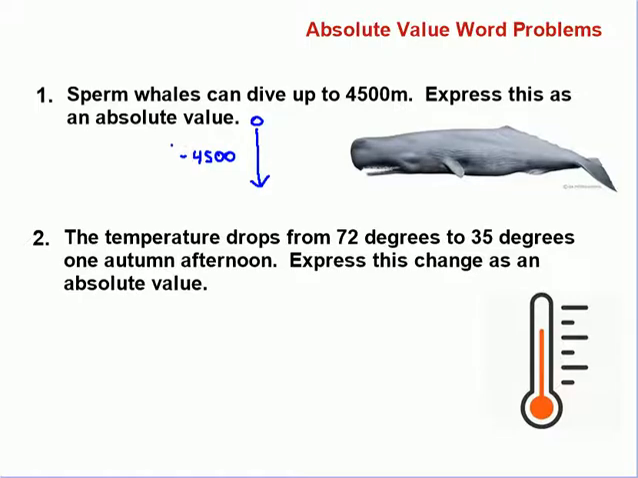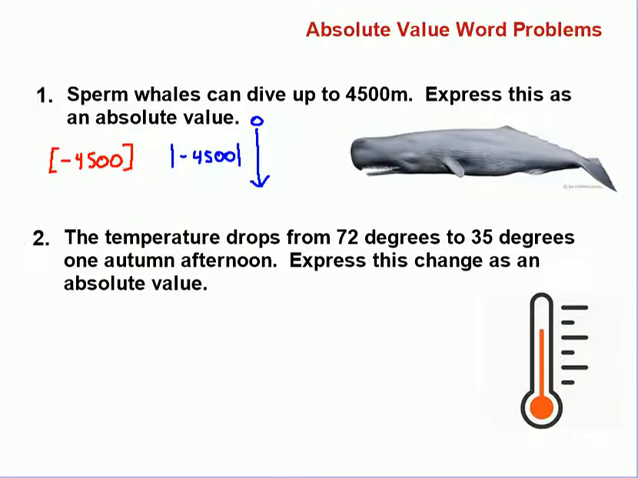But we want to express that as an absolute value because he's just going 4,500 meters. He's not traveling negative 4,500 meters because you can't go negative space. He's going 4,500 meters. So writing this as an absolute value is just like that. Negative 4,500 written in absolute value signs. So one more time, negative 4,500 written in absolute value signs. Or if you like them, you can draw them like that.